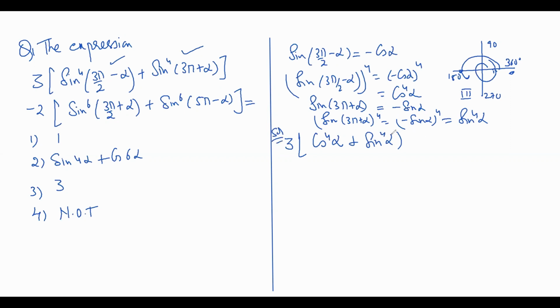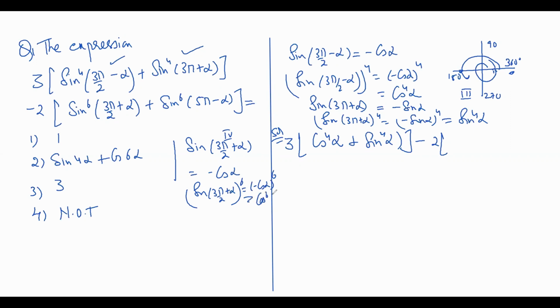What next is written? Let's close this bracket, and what is written here? 3 pi by 2. So I'm writing it here. sin(3 pi by 2 plus alpha) means 270 plus, that means we are in the fourth quadrant, and my answer is minus cos alpha. But again I have an even power here, so this comes out to be cos^6 alpha.